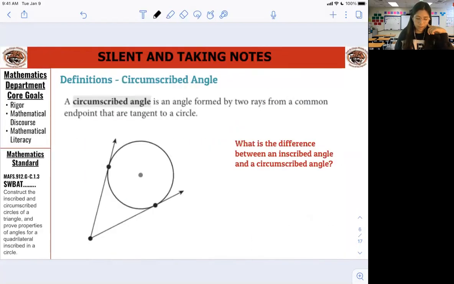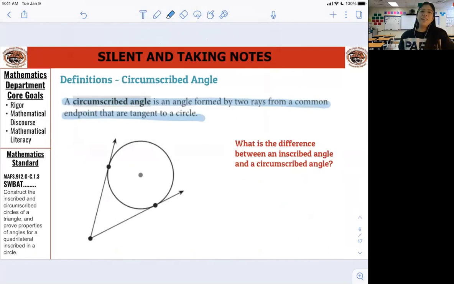All right. Now I've got another definition. I think it's Jalen's turn to read. Can you go ahead and read circumscribed angle? A circumscribed angle is an angle formed by two rays from a common endpoint that are tangent to a circle.